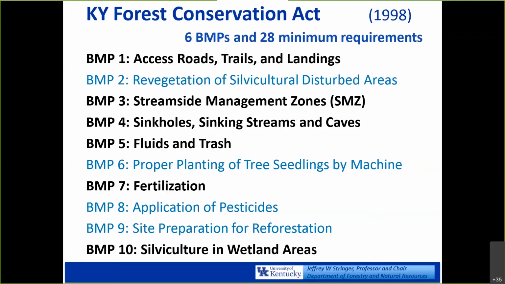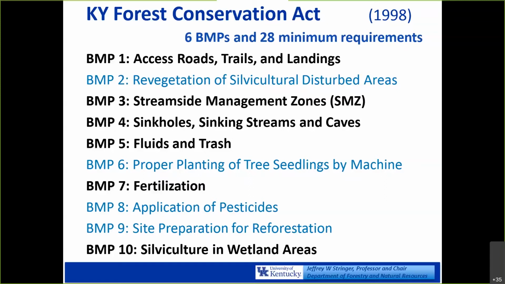And you can see the ones in light blue there: revegetation of silviculture disturbed areas, proper tree planting, application of pesticides, and site prep. That's things you do to help natural regeneration. Those are not included. Oddly enough, we do include BMP number 7, which is fertilization, because some loggers do use fertilizer to help get grass establishment or vegetation establishment on roads, ditch trails, and landings that they're required to do. If they use fertilizer, then they're subject to the fertilizer BMP. Okay, there's not much of that. There's not a big enforcement issue there, generally speaking, but that's why it is included.